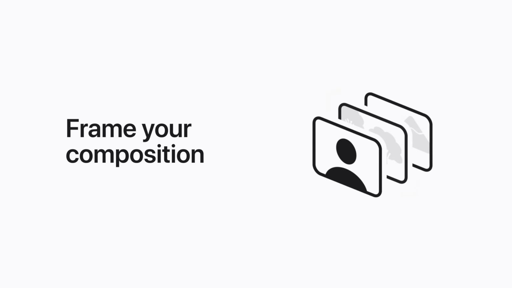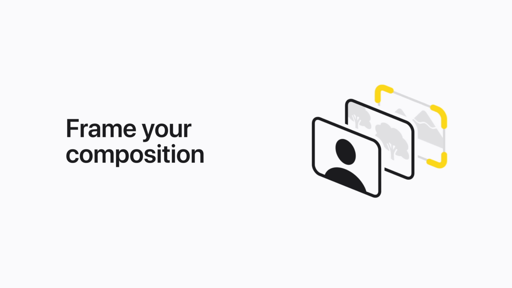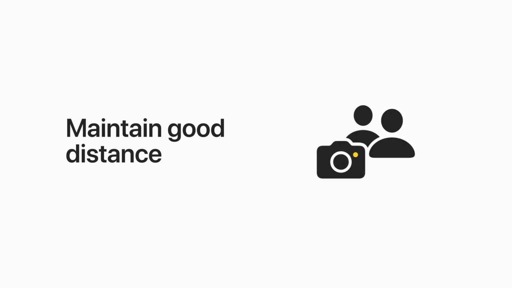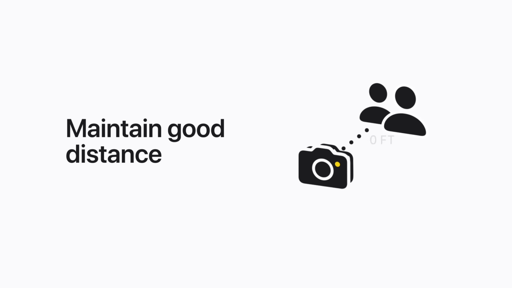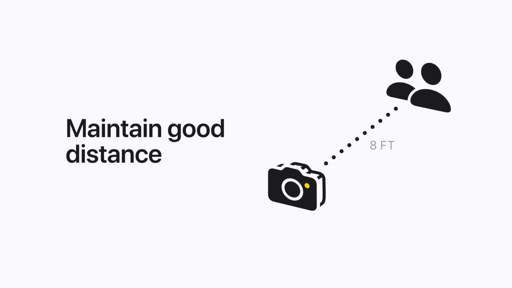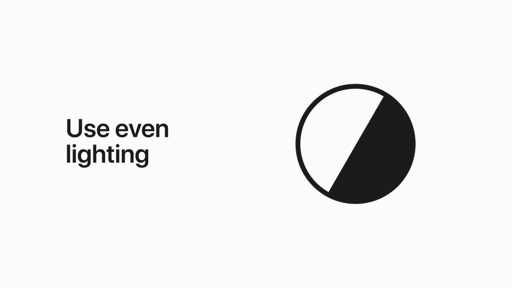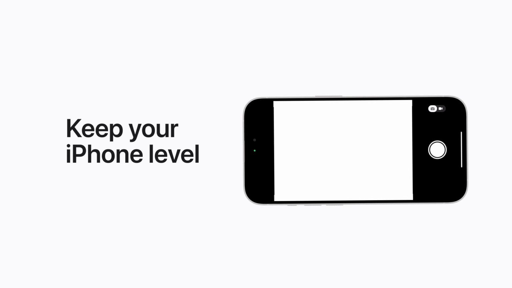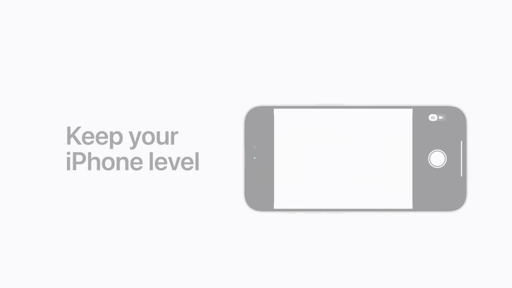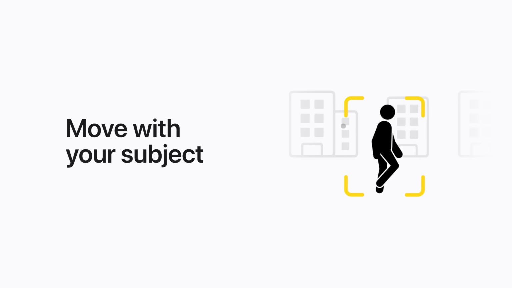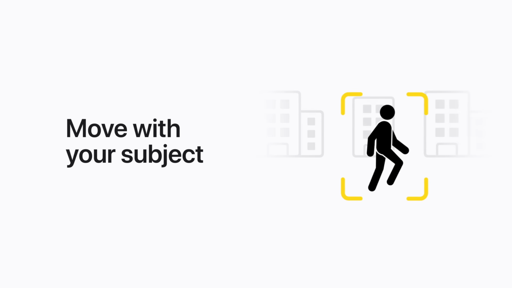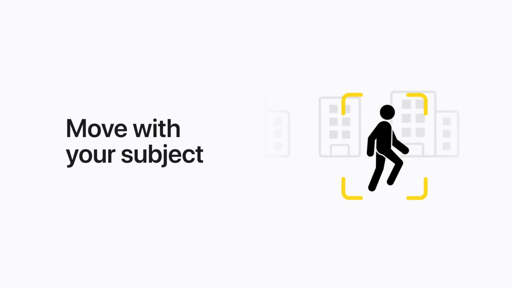For an immersive experience, frame your composition to include details in the foreground, midground, and background. For the best depth effect, make sure you're between 3 and 8 feet from your subject. Be sure to have even lighting in your environment, and try to keep your iPhone level. When recording video or taking photos, you can move along with your subject to keep them in your frame.